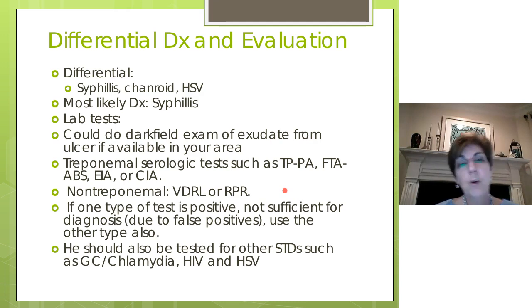The treponemal serologic tests are the ELISA tests. The non-treponemal are VDRL or RPR. Those are both serum tests. If one type of test is positive, it's not sufficient for diagnosis because you can have false positives, so you need to use the other type to confirm it. And he should be tested for other STDs such as GC, chlamydia, herpes, and HIV.